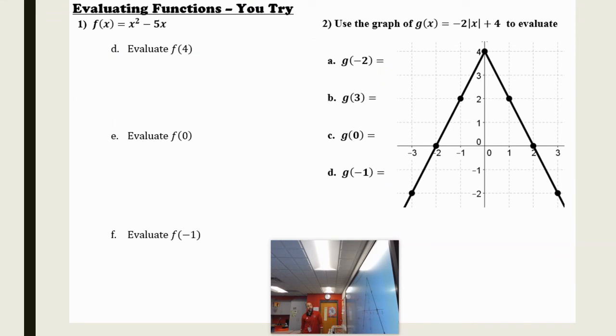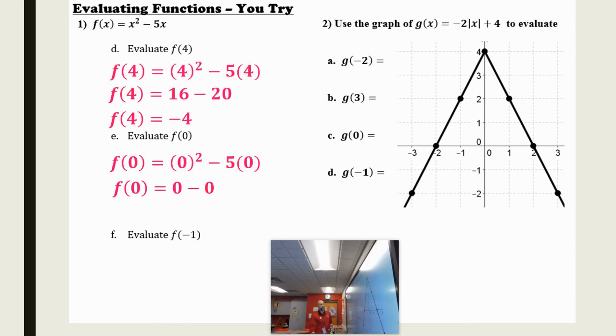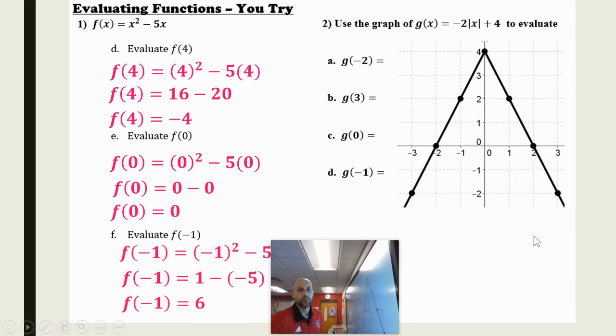If you haven't yet tried these out, and if you have tried them, check them here, right? Pause the video and then play it as you need to and check your work. Okay, check these out. Again, just make sure you're paying attention to order of operations. Okay, order of operations here.